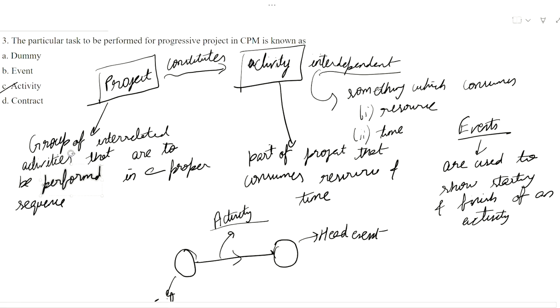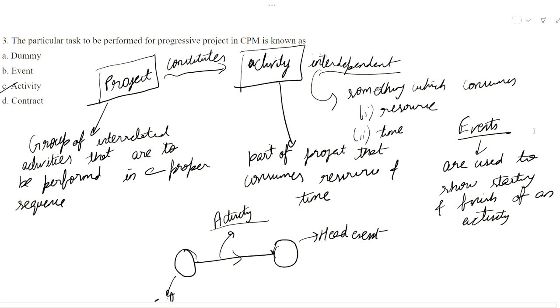So this is how it looks in a critical path method, like a project which constitutes activities. An activity has a tail event and a head event, and a project is a group of interrelated activities that are to be performed in a proper sequence. The activity is a part of the project that consumes resources and time, and events are used to show the starting and finish of an activity.